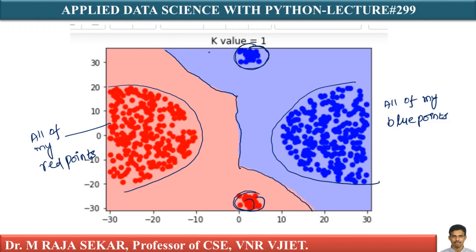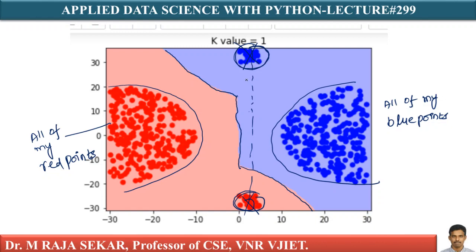If these points are not there, let me assume these points are not there, my decision boundary would probably be like this. Of course, we have to draw it. Just because of these outliers, this decision boundary changes, isn't it? These outliers basically change my entire decision boundary.